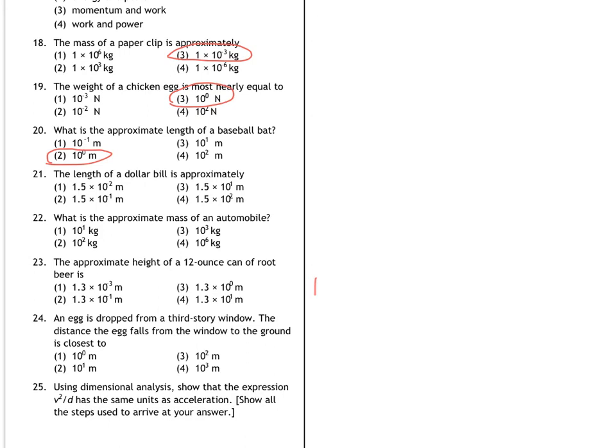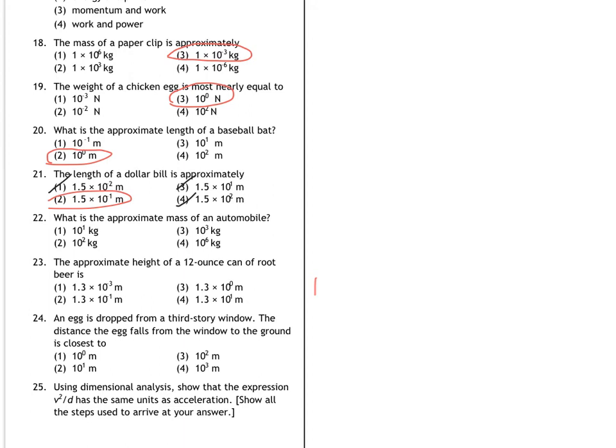So let's see, choice 1 is saying 1.5 centimeters. That's too small. Choice 2 is saying 1.5 decimeters, or it's saying 15 centimeters. That's probably the answer. Choice 3 is saying 1.5 meters. Absolutely not. And choice 4 says 150 meters. So definitely not. So I was right. It is choice 2. And it's saying 1.5 by 10 to the negative 1 meters, which is more than a centimeter and less than a meter.